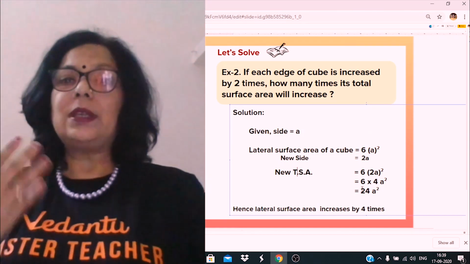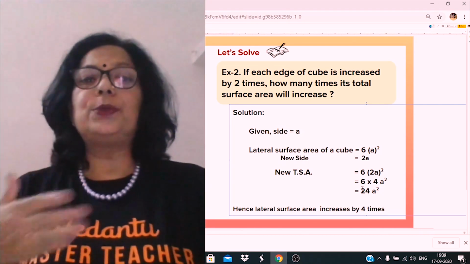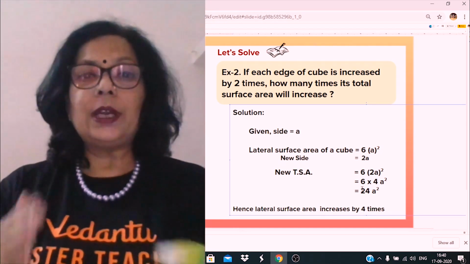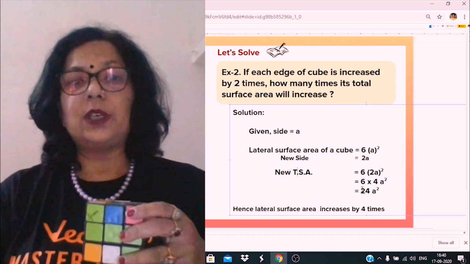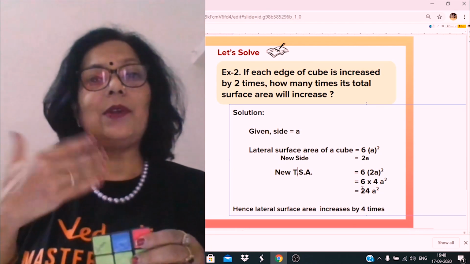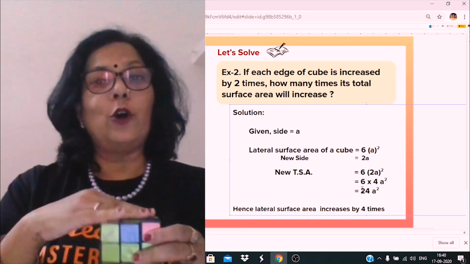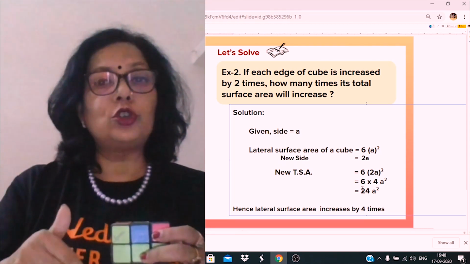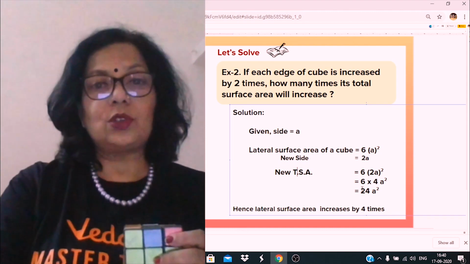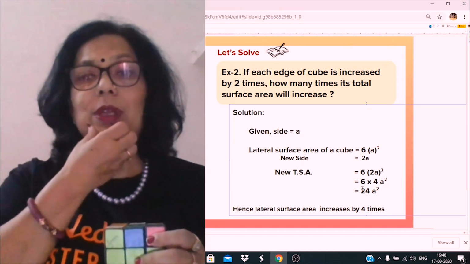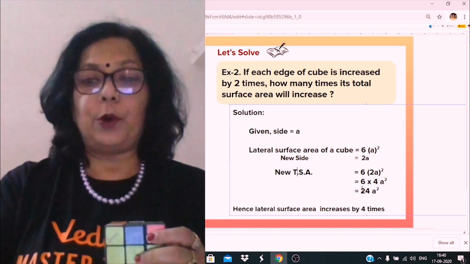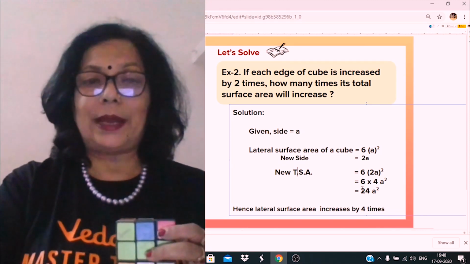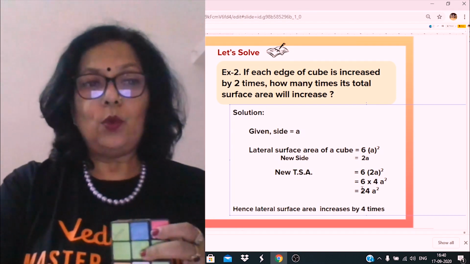So जब भी आप जितने times side of the cube change करोगे, उसके square times area पे फर्क पड़ेगा. If you are doing it 2 times, area becomes 4 times. If you are doing it 3 times, area will become 9 times. If you are doing it 4 times, area will become 16 times. If you are doing it 1 upon 2, half, the area will change by 1 upon 4. It will reduce, then it will not increase. If you reduce the size to 1 by 2, the area will reduce to 1 by 4.